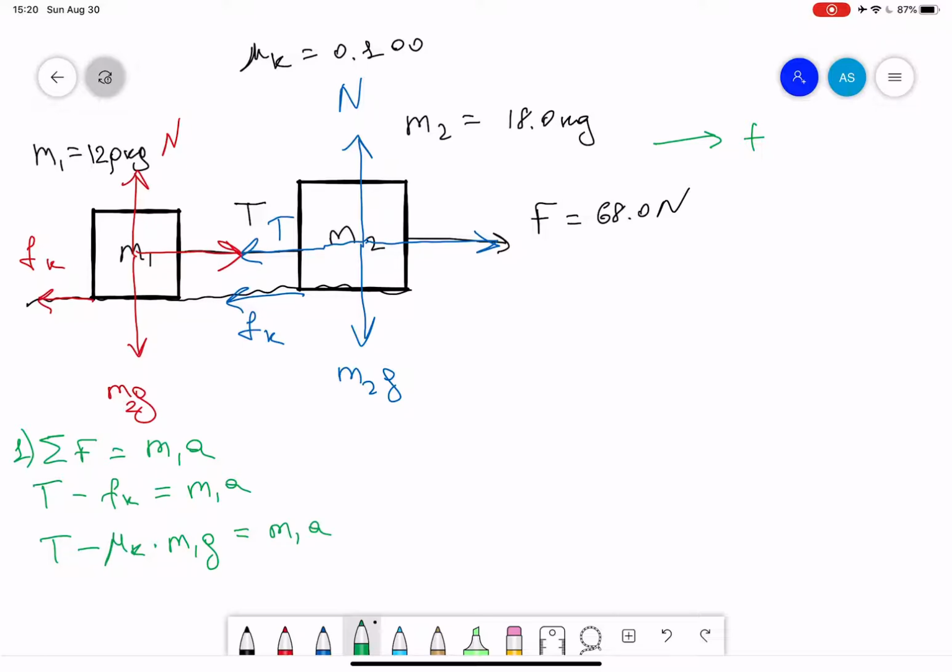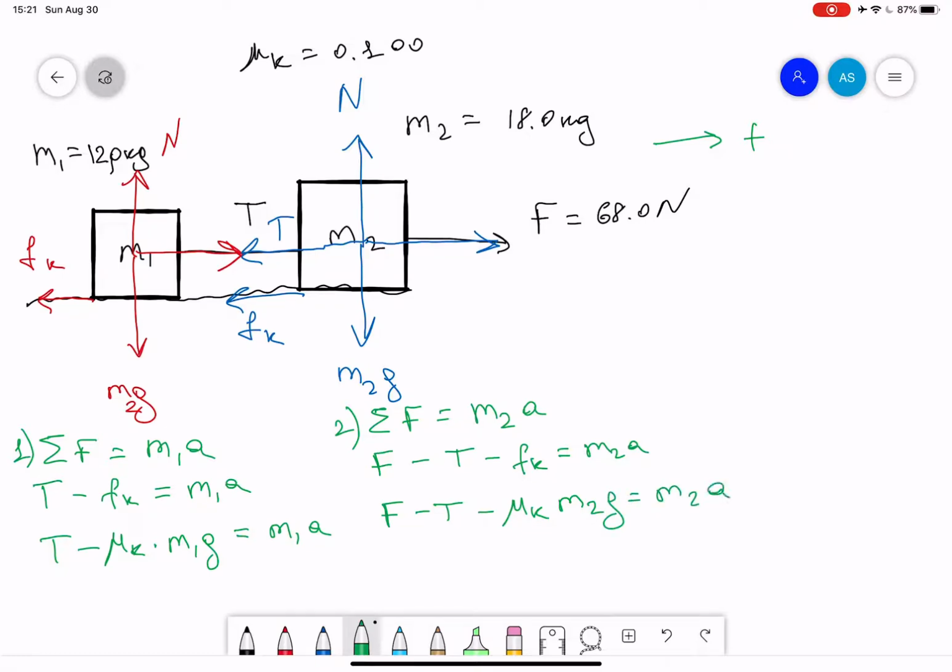Now let's write down the equation for the second block. For the second block, again, the sum of the forces is equal to M2A. The sum of the forces on the M2 block will be positive F applied minus tension minus kinetic friction of the second block, which is equal to M2A. So our applied force minus tension minus kinetic friction of the second block, which is mu k M2G, is equal to M2A.